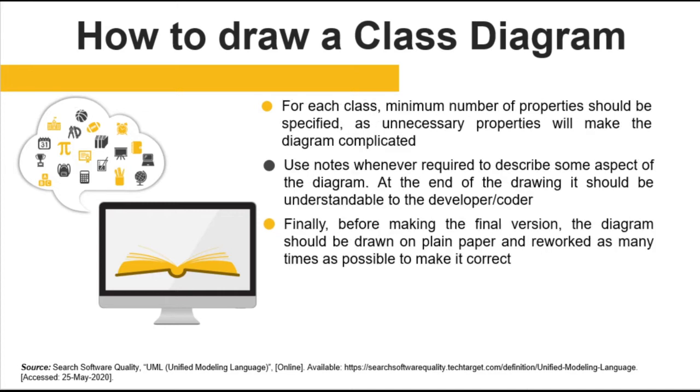For each class, a minimum of properties should be specified, as the unnecessary properties will make the diagram complicated. So you need to identify the minimum number of properties only. We will not include everything. Use notes whenever required to describe some aspect of the diagram. At the end of the drawing, it should be understandable to the developer or coder. Finally, before making the final version, the diagram should be drawn on plain paper and reworked as many times as possible to make it correct.